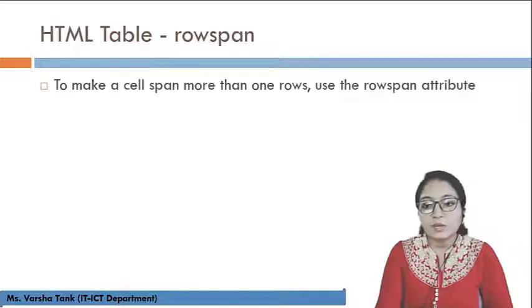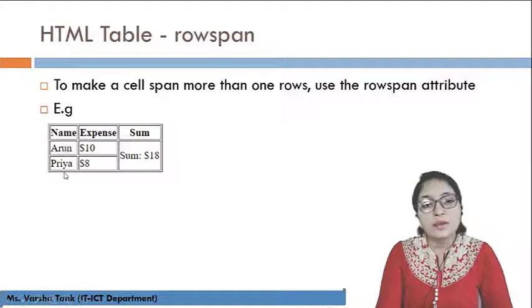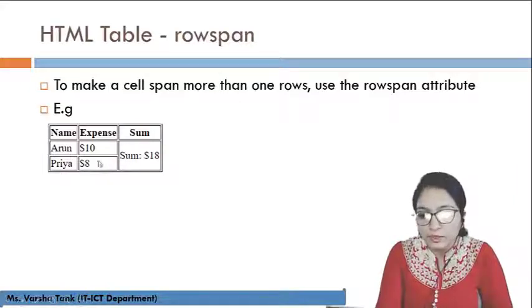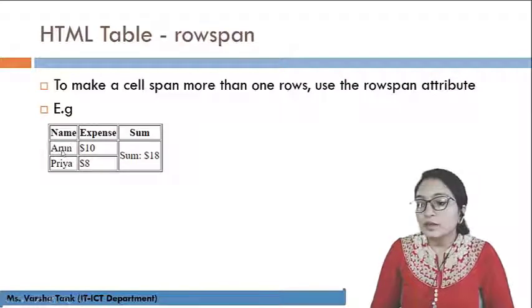HTML table rowspan. To make a cell span more than one row, use the rowspan attribute. Here, for example, name, expense, is the same table we have used, but what we have done over here is we have merged two rows. If we are merging like this, then it is a colspan, and if we are merging this way, then it is a rowspan. Okay, so let's see here.